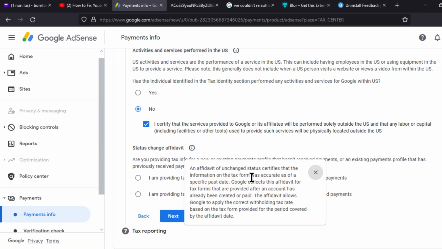An affidavit of unchanged status certifies that the information on the tax form was accurate as of a specific past date. Google collects this affidavit for tax forms that are provided.